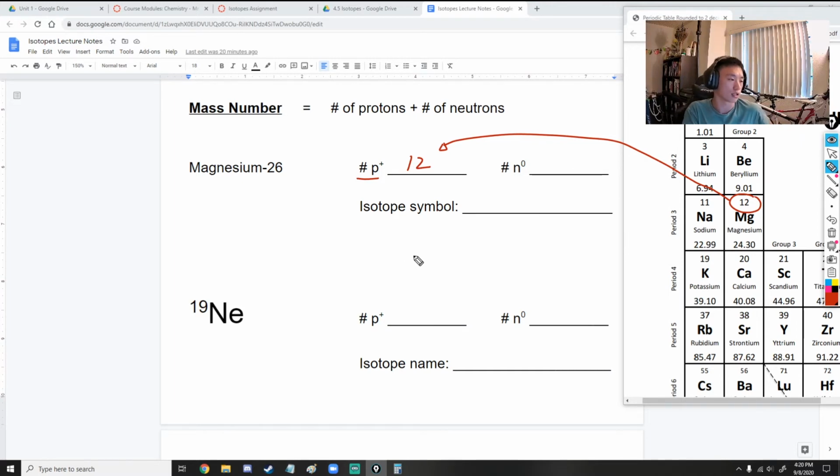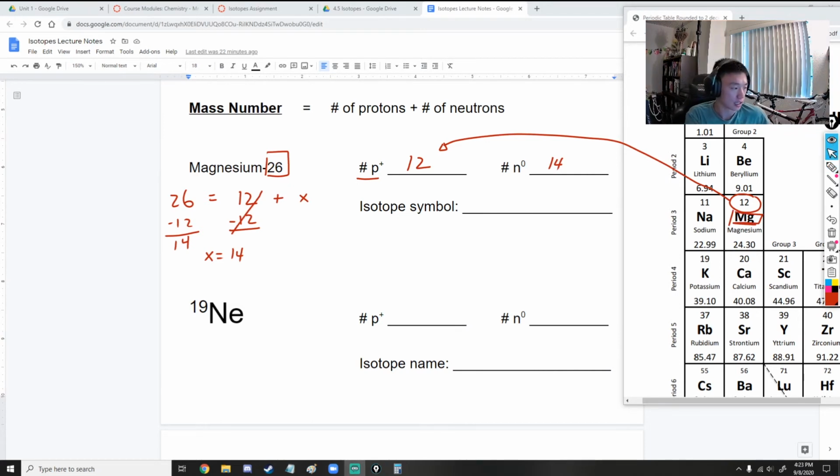It has 12 protons. Now, to find out how many neutrons it has, all we need to do is use this formula right here. The mass number is the number in the back. So 26, copy the equal sign, equals the number of protons. Magnesium has 12 protons, plus the number of neutrons. I'll just put X. And so how do we find X? All we need to do is subtract 12 from both sides. A lot of you won't even need a calculator for this. You'll know that it's 14. So X is equal to 14, which means that there's 14 neutrons.